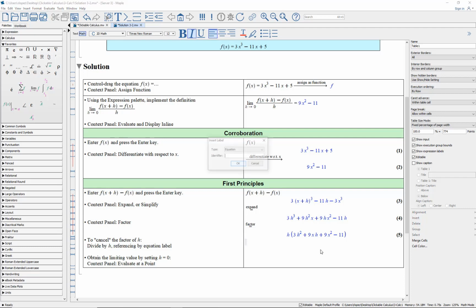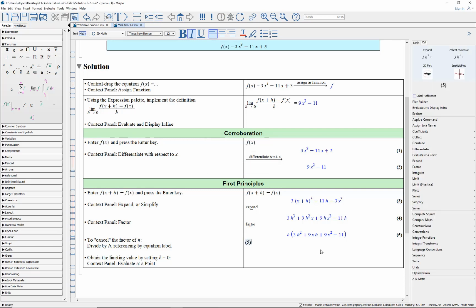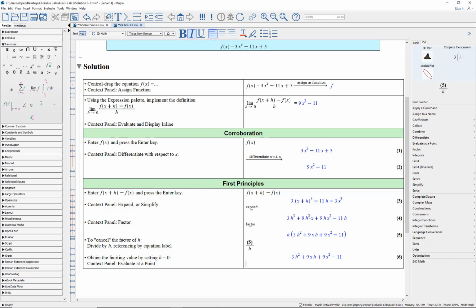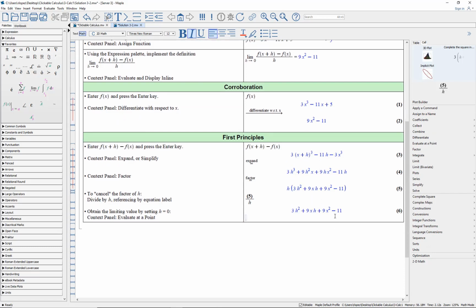You do that with Control L, L for label. You bring up the Insert Label tool, and you put the equation label number. And if I divide that by h, I have now the difference quotient.